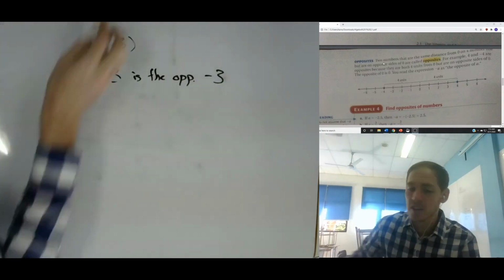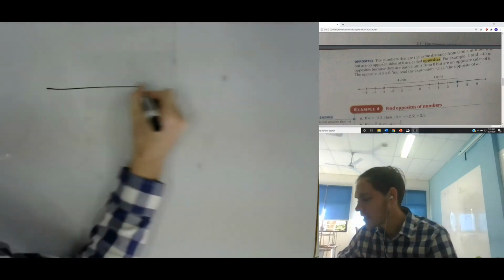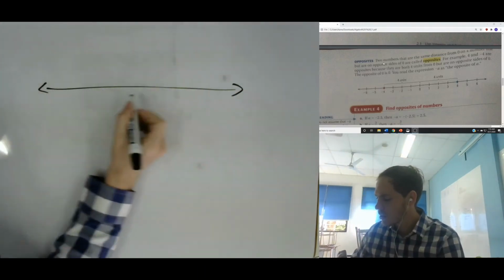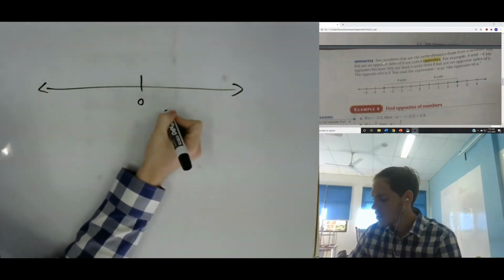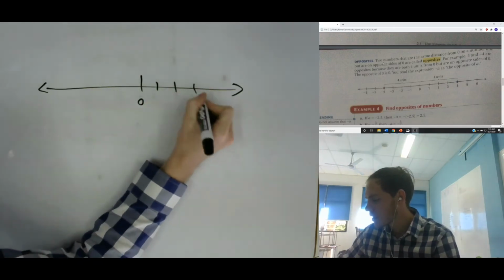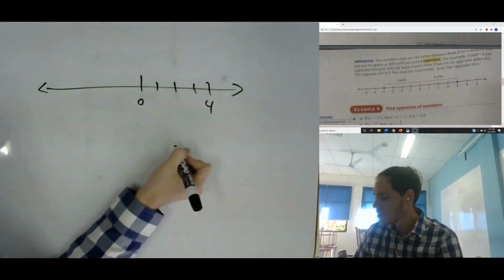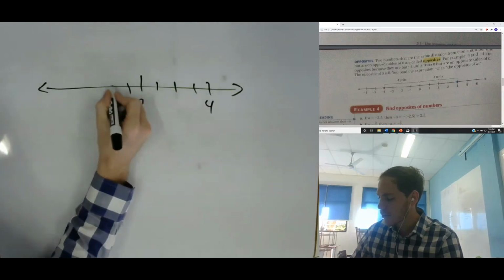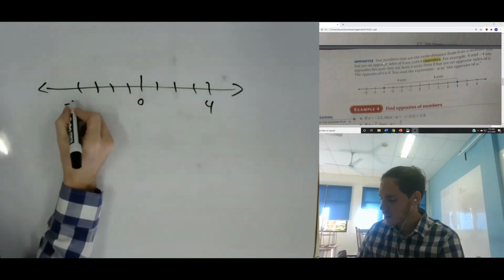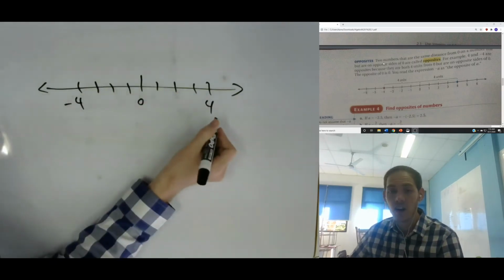Now, the best way of looking at this is opposites on a number line are going to be the same distance from 0. So if I have 0 in the middle, and I choose something like 4, what's the opposite? Well, I have to go for the opposite direction, -4. Okay, so these are opposites.